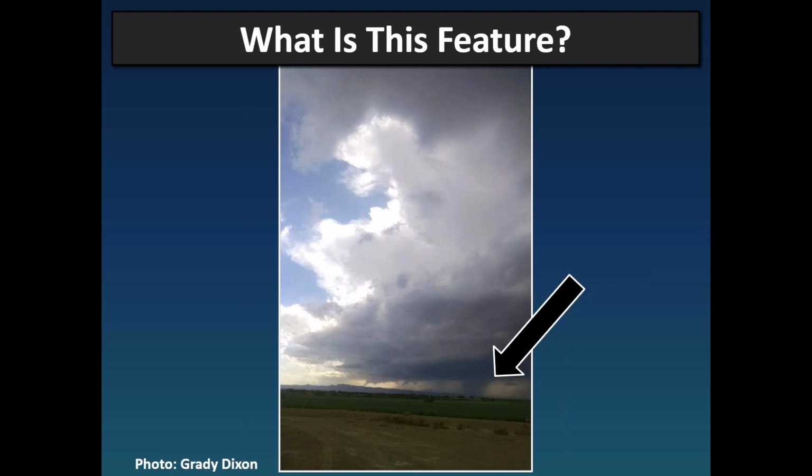So what is this feature? It's where the arrow is pointing. It's that kind of dark area under that storm. Be careful, it might be deceiving. It also might look a little different depending upon your screen, but just take a good look at it.